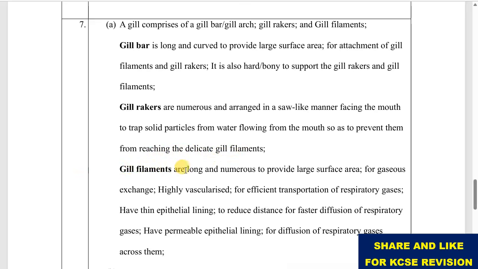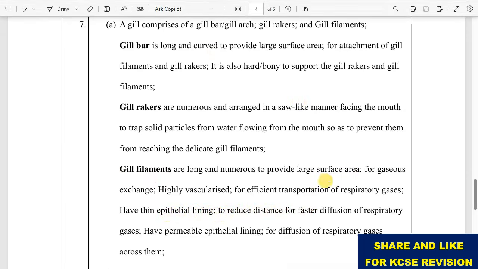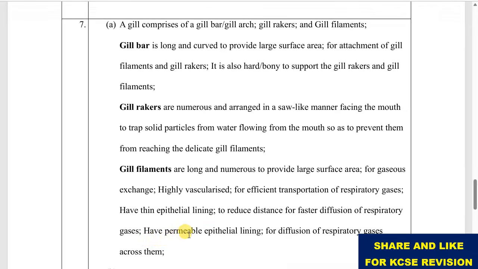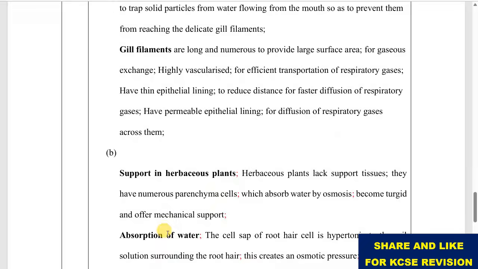Gill filaments are long and numerous to provide a large surface area for gaseous exchange, highly vascularized for efficient transport of respiratory gases, have a thin epithelial lining to reduce the distance for faster diffusion of respiratory gases, and have a permeable epithelial lining for diffusion of respiratory gases across them.